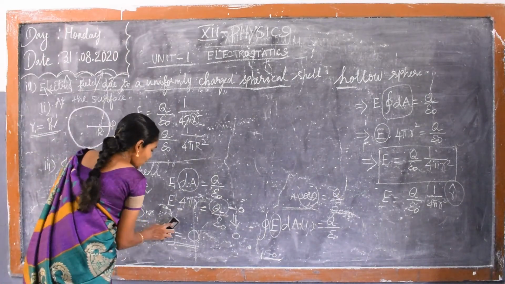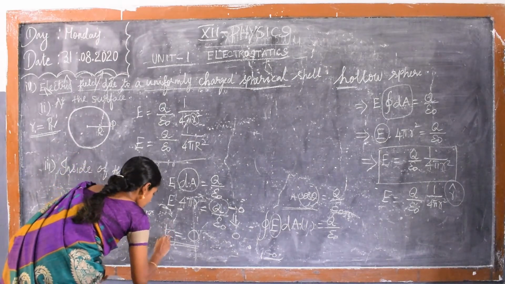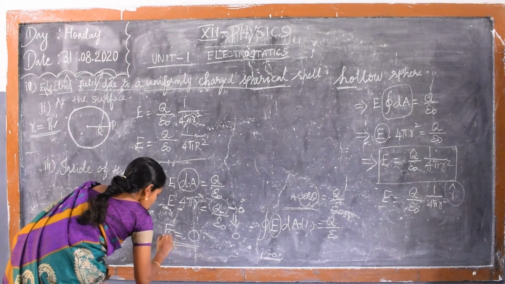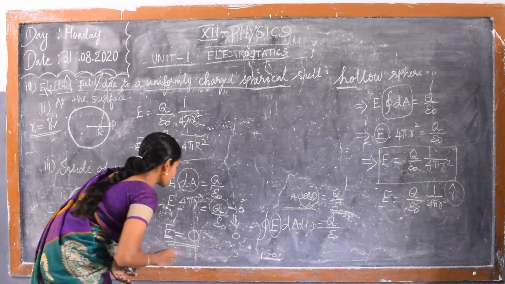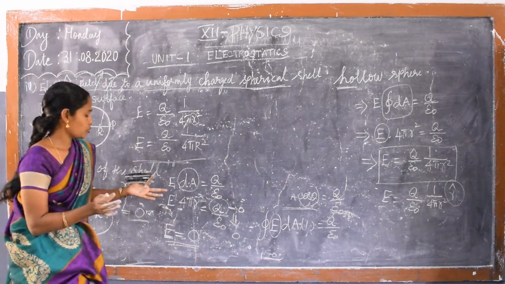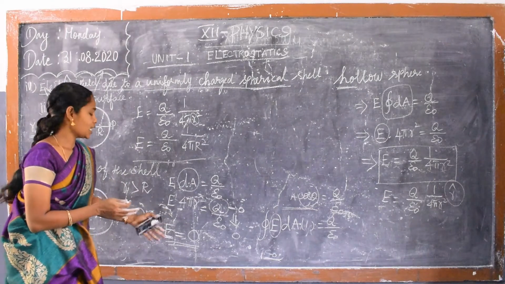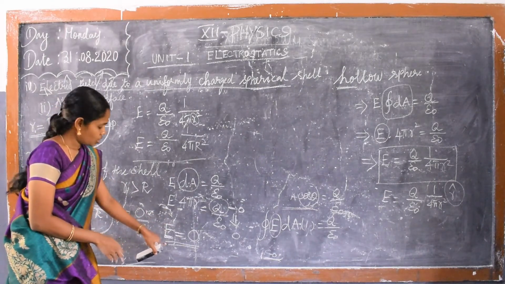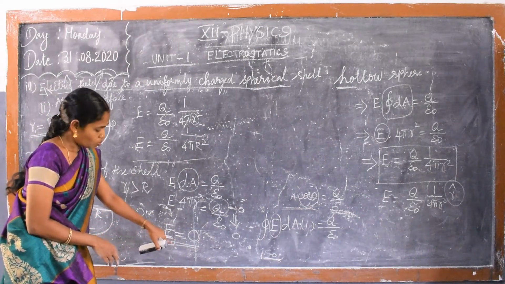So it is a very important concept, students. Suppose in a metal conductor which has got a charge, inside the metal conductor the electric field value is 0. How can we say that? It is by Gauss theorem.